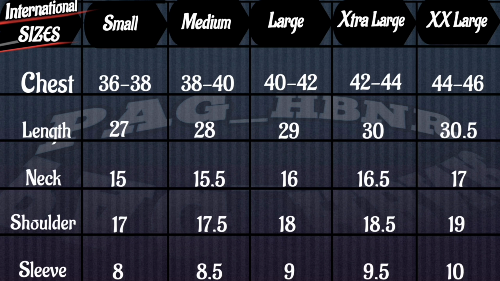The 40 inches is for small large, which means that someone that can wear medium can also wear large, and that's how it works. The length of the small size is 27, the medium is 28, the large is 29, the extra large is 30, and 30.5 for the XXL. So that's it for the length measurement. For the neck measurement, the small is 15 inches, the medium is 15.5, the large is 16 inches, the extra large is 16.5, and the XXL is 17 inches.